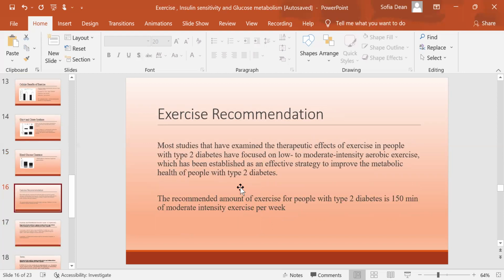Exercise recommendation, and these recommendations were from the research paper. Most studies that have examined the therapeutic effect of exercise in people with type 2 diabetes have focused on low to moderate intensity aerobic exercise, which has been established as an effective strategy to improve the metabolic health of people with type 2 diabetes. The recommended amount of exercise for people with type 2 diabetes is 150 minutes of moderate intensity exercise per week.